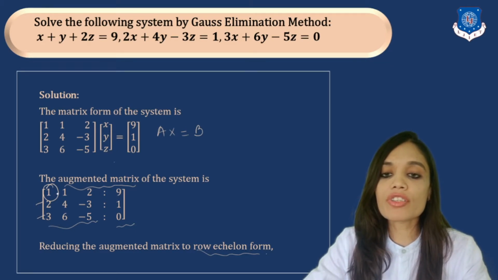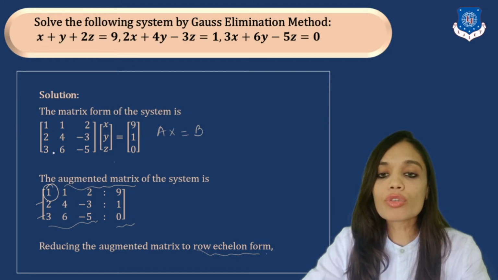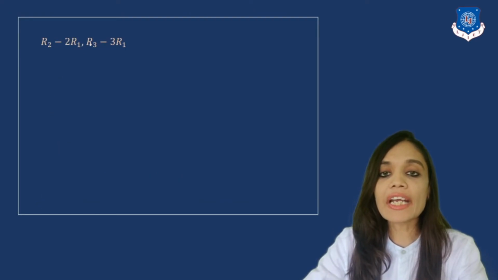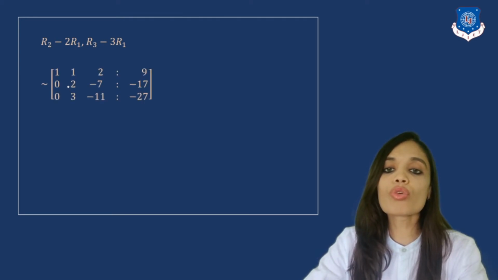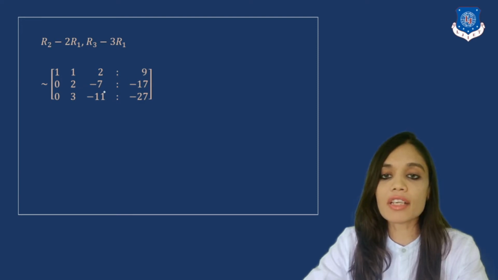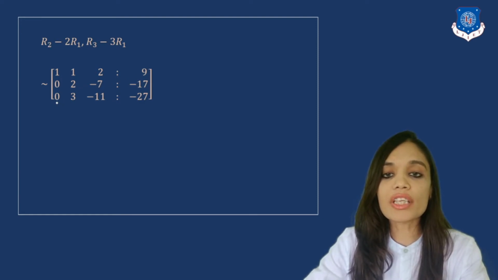So which row operations will we use? R2 minus 2R1 and R3 minus 3R1. So using these two row operations we will get: first row will remain as it is, that is 1, 1, 2, 9, and the next rows will be 0, 2, minus 7, minus 17, and the last row is 0, 3, minus 11, minus 27.